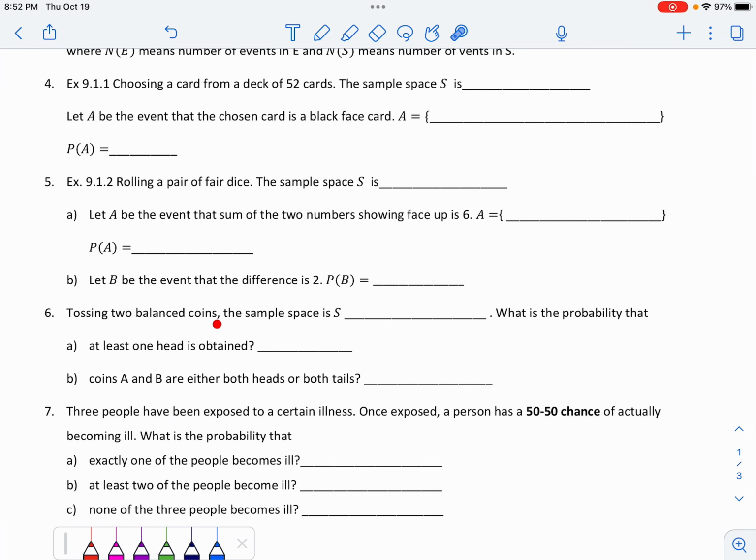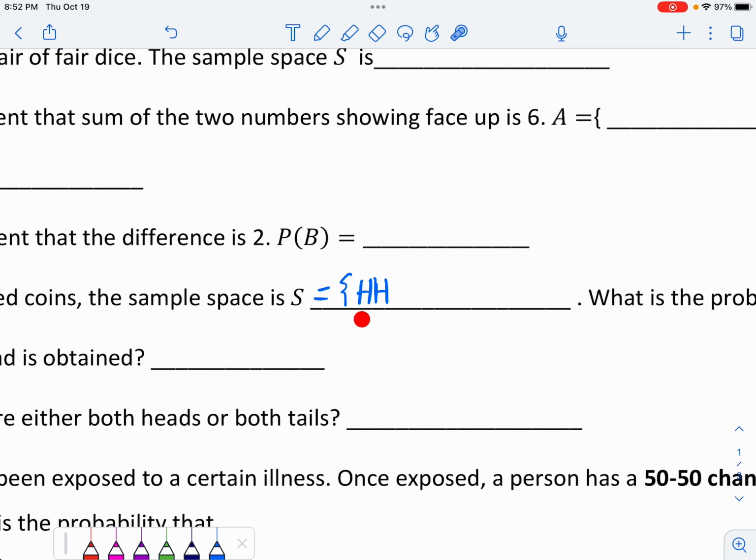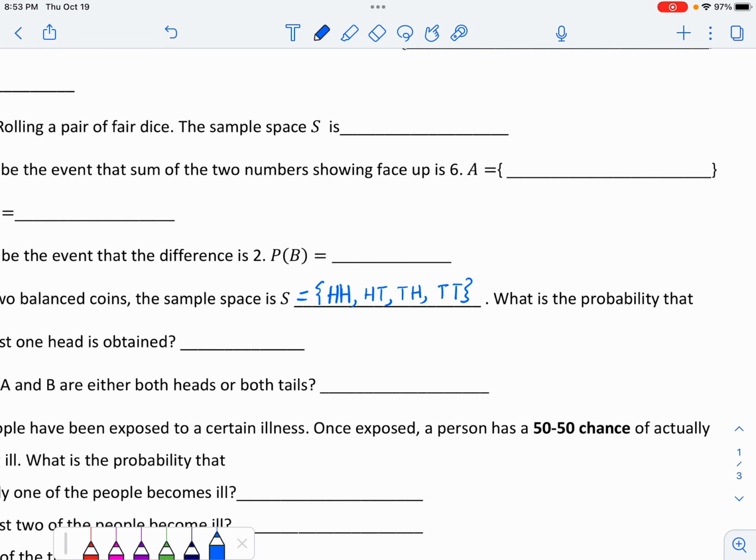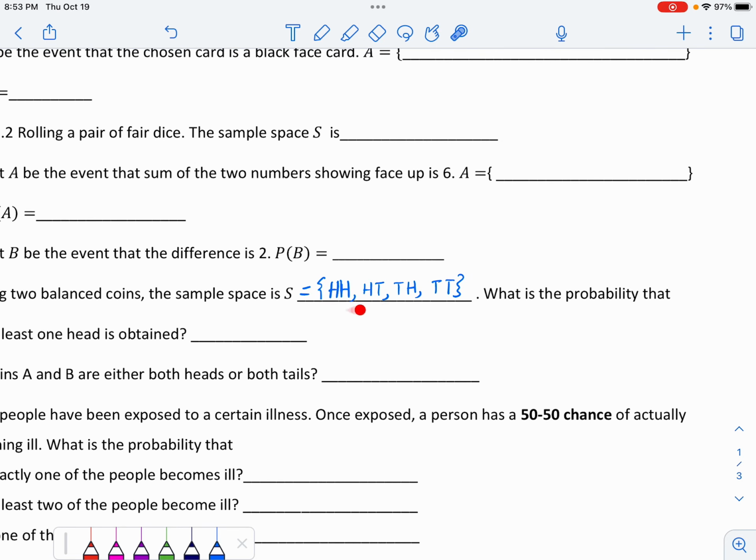So tossing two balanced coins, and the sample space is, the only possibility when you toss two coins, you can either get head and head, right? So here the first coin is a head, second coin is also a head, both heads. Or the first coin is a head, the second coin is a tail, or the first coin is a tail, the second coin is a head, or both tails. So therefore you see that we have a sample space, there are 4 outcomes in the sample space.